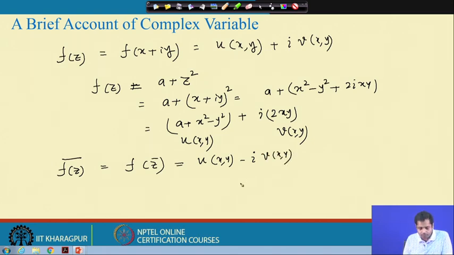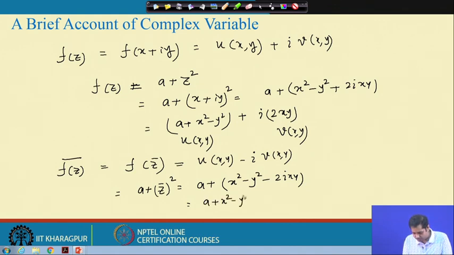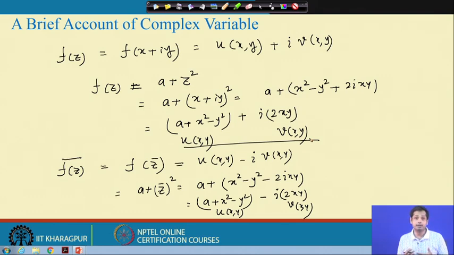For instance, if we take the same function a plus z square, then this becomes a plus z bar square, which is equal to a plus x square minus y square, then minus 2ixy. So, this is a plus x square minus y square and then minus i into 2xy. So, this is u of x,y and this is v of x,y. So, the conjugate can also be written like the z itself, the variable itself.